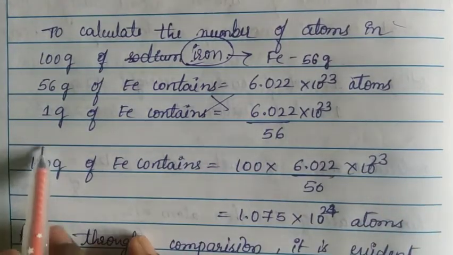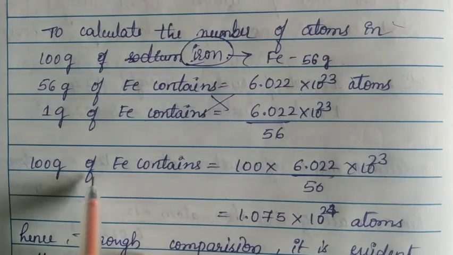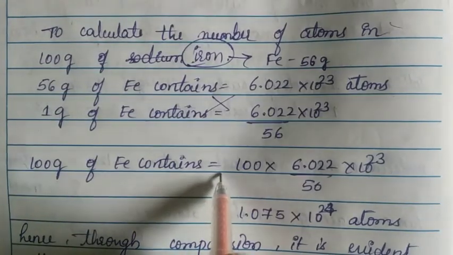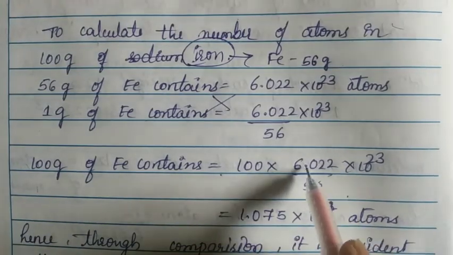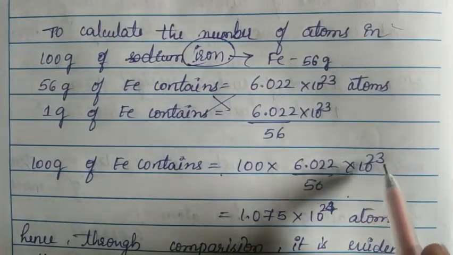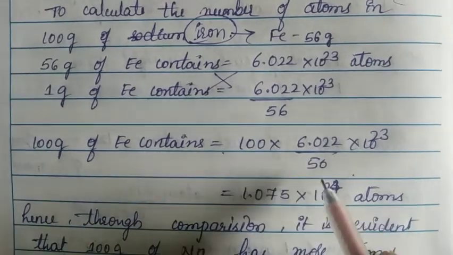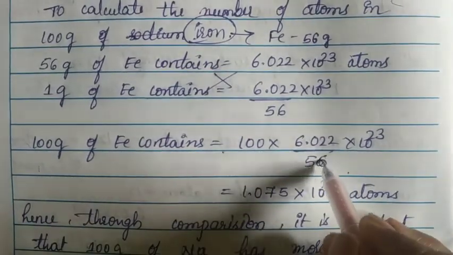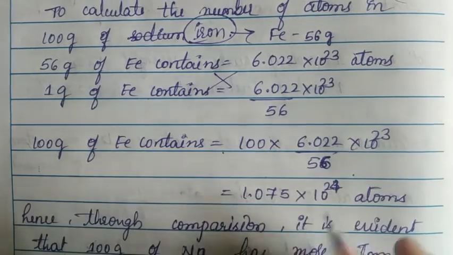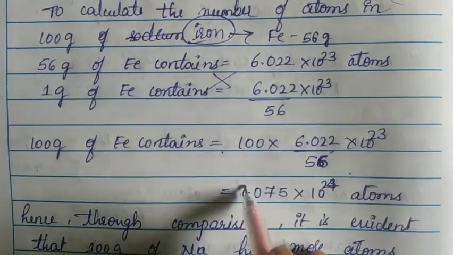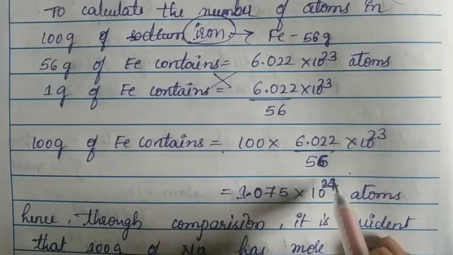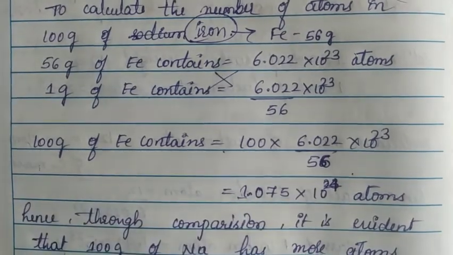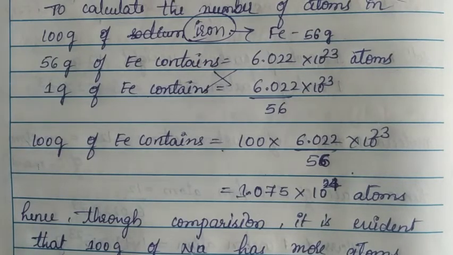Now let's come to 100 grams. 100 gram of iron contains is equal to 100 into this much. 100 into 6.022 into 10 to the power of 23 divided by how much? 56. Now simplify this. We get the answer 1.075 into 10 to the power of 24 atoms.